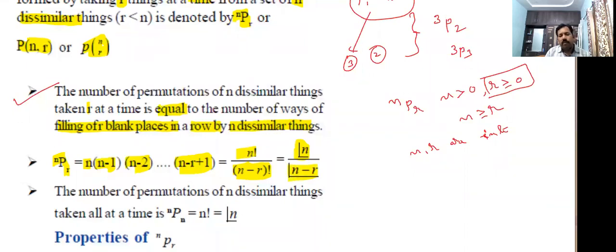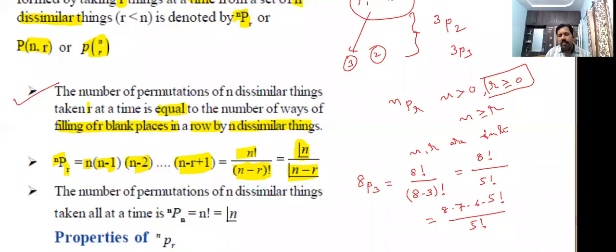For suppose see one example, 8P3. How to write, students? 8 factorial by 8 minus 3 factorial. So this need to calculate: 8 factorial by 8 minus 3 means 5 factorial. 8 factorial, how to write? 8, 7, 6 into 5 factorial, but divided by 5 factorial. So these two cancel. Students, have you observed why I wrote 5 factorial in the numerator? Okay, the denominator 5 factorial is there now. We want to cancel. This is the formula method.